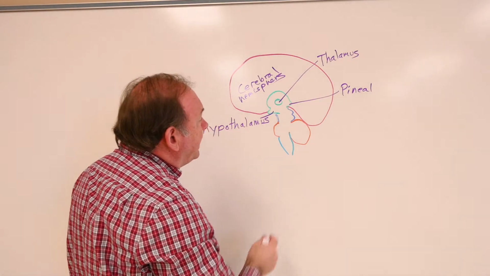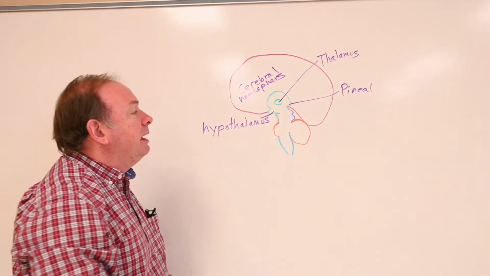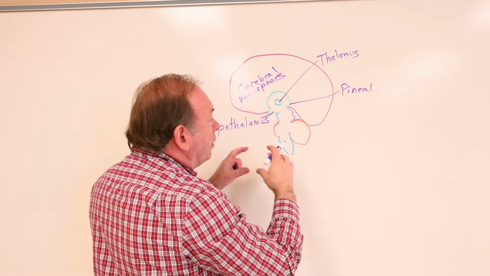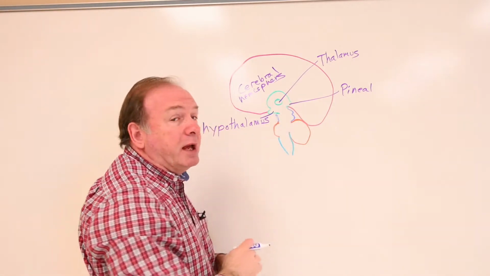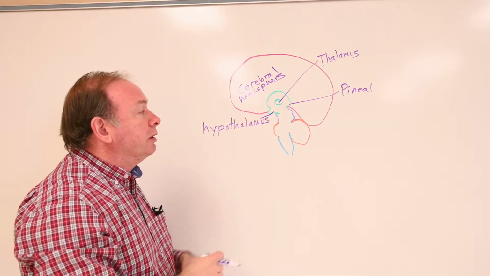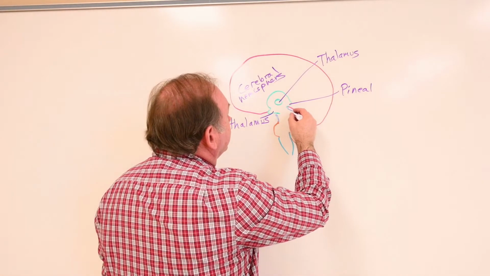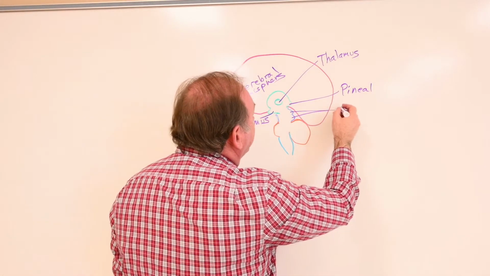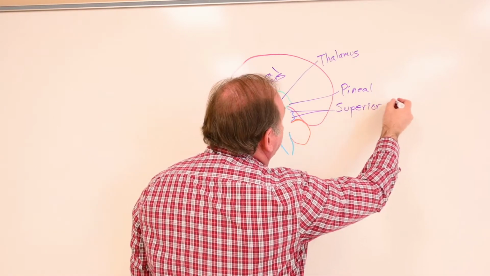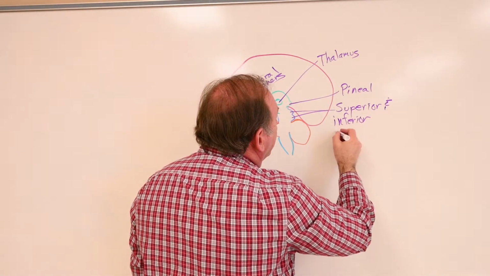So those are all parts of diencephalon. The next section of the brain down here would be the midbrain portion or mesencephalon. The mesencephalon includes, actually there are 4 bumps on the dorsal side of the brain right here. The upper 2 bumps are called the superior colliculi and the lower ones the inferior colliculi. So I'm just going to label this superior and inferior colliculi.